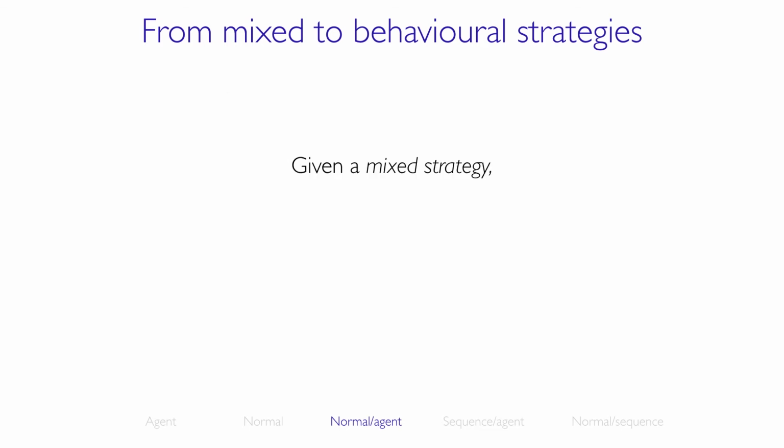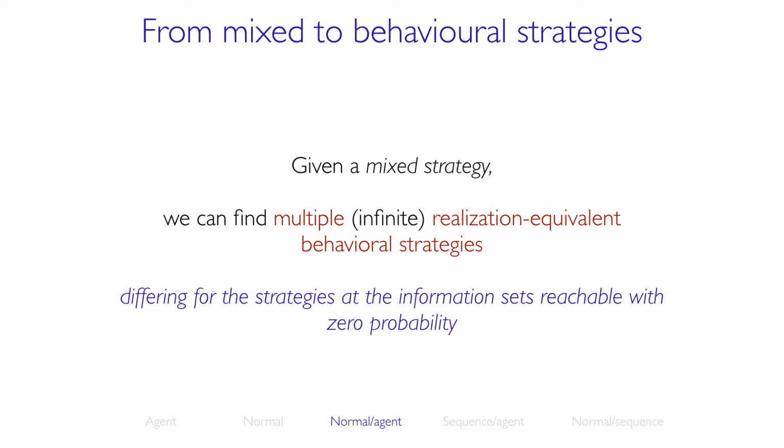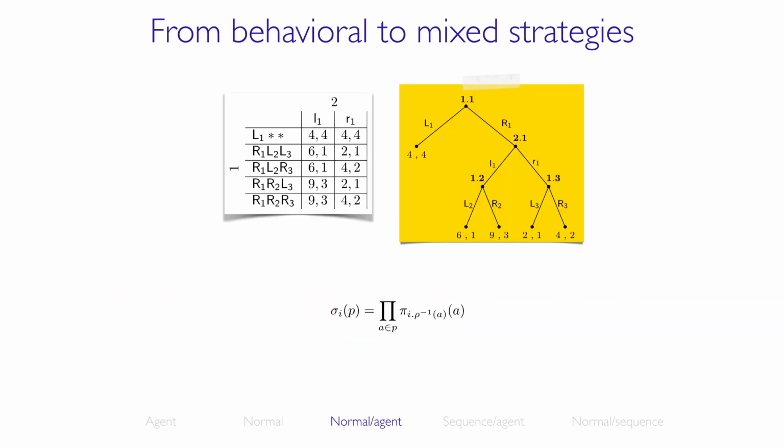So, if we want to derive a behavioral strategy realization equivalent to a given mixed strategy of the reduced normal form, we can find multiple, potentially infinite, behavioral strategies. All these strategies differ in the information sets reached with 0 probability. We focus now on the inverse problem, that is, from behavioral strategies to mixed strategies on the reduced normal form.